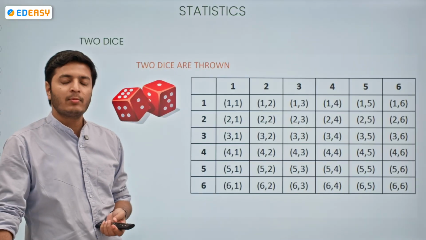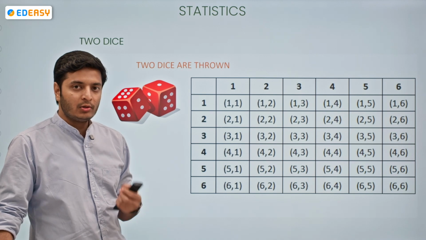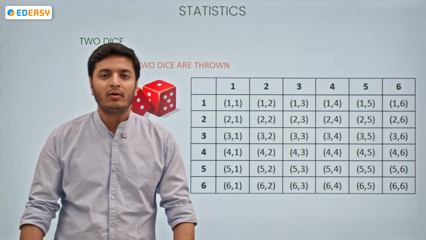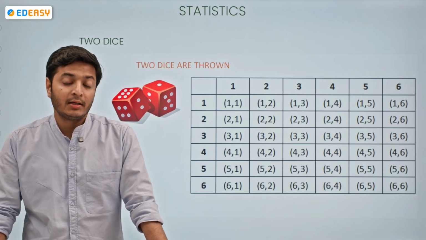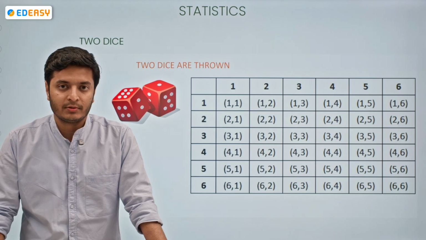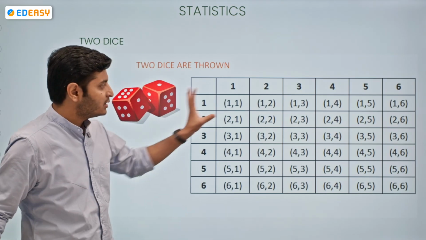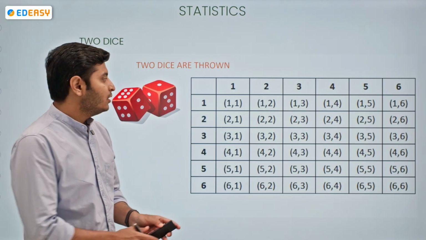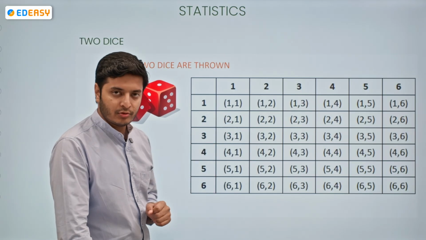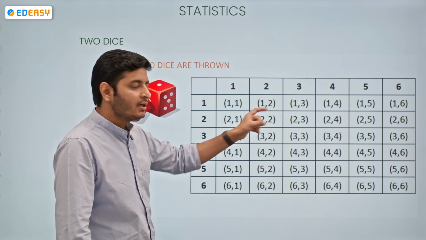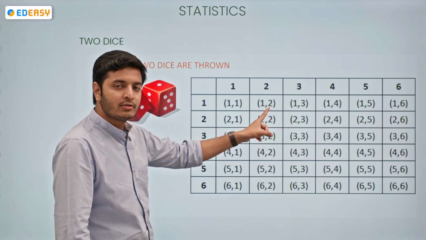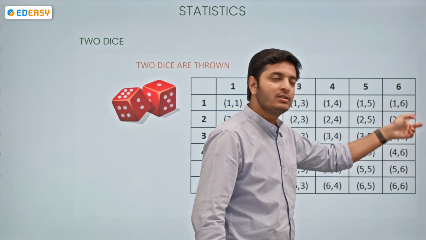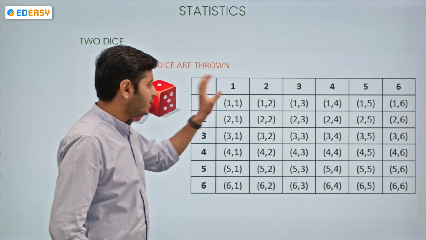So the second type of problem that you can expect is rolling 2 dice simultaneously. If you are rolling 2 dice, there can be how many outcomes? There can be 36 total outcomes. Why? In this table, we have written down all the outcomes that can be there. First die is showing 1, other die is also showing 1. First die is showing 1, other die is showing 2. First one is showing 1, other one is showing 3. 1, 4, 1, 5, 1, 6. And like this, we can create this table.